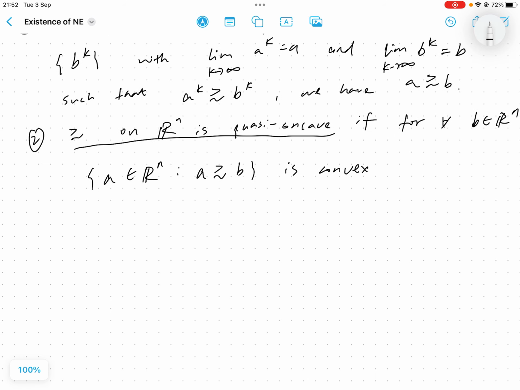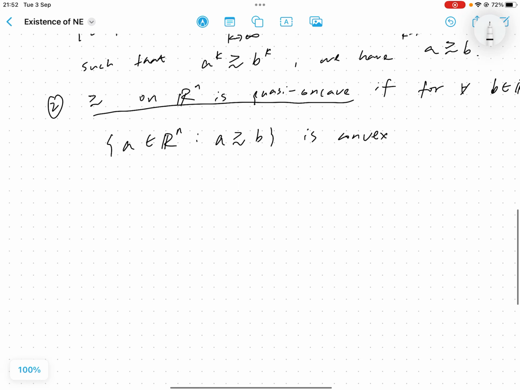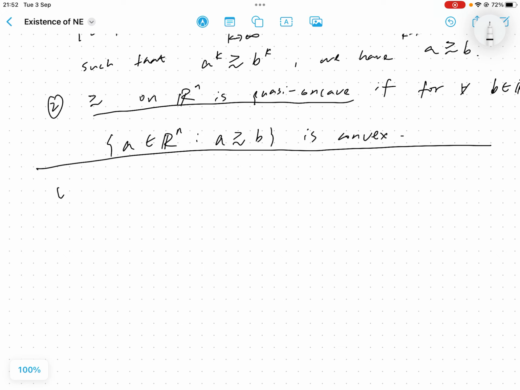Okay, so those are two pretty important properties that we use to establish the conditions that we're going to need in Kakutani's fixed point theorem to show the existence of Nash equilibrium. So with those conditions, we can begin the proof of the existence of Nash equilibrium.